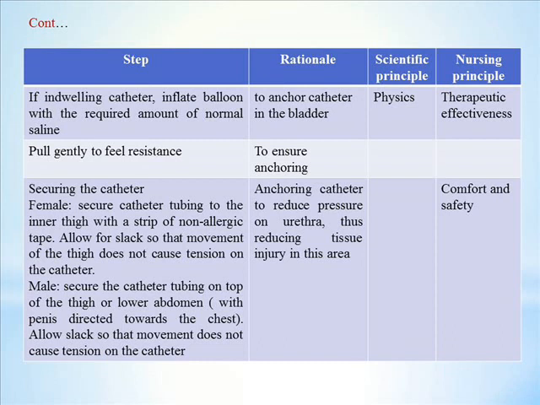In a female, we have to secure the catheter tubing to the inner thigh with a strip of non-allergic tape. Allow for slack so that movement of the thigh does not cause tension on the catheter. Then in the male, we have to secure the catheter tubing on top of the thigh or lower abdomen with the penis directed towards the chest. Allow the slack so that movement does not cause tension on the catheter. Proper anchoring of the catheter is to reduce pressure on the urethra, thus reducing tissue injury in this area. This is done in order to provide comfort and safety to the patient.